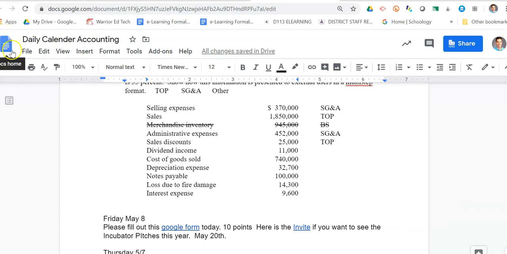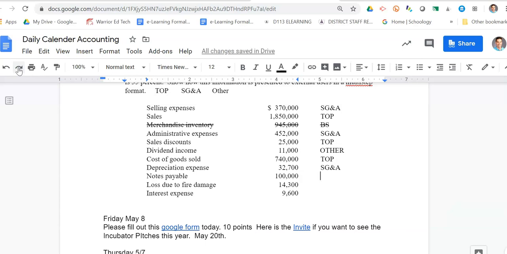The next one is dividend income. That is other gains and losses. When you have dividend income, it's not a part of operations, so that would go under the other section of the multi-step income statement. Then you have cost of goods sold. That would be at the top of the financial statement. You have sales minus COGS, so that would be at the top. Depreciation expense, that's an SG&A, selling, general, and admin expense. So when you have depreciation, that goes under SG&A.